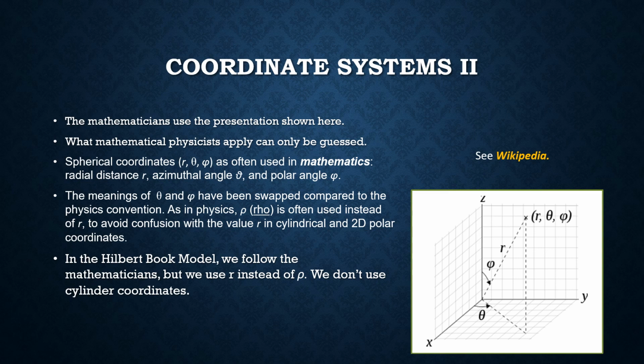Spherical coordinates r, theta, phi, as often used in mathematics: radial distance r, azimuthal angle theta, and polar angle phi. The meanings of theta and phi have been swapped compared to the physics convention. As in physics, ρ is often used instead of r, to avoid confusion with the value r in cylindrical and 2D polar coordinates. In the Hilbert Book Model we follow the mathematicians, but we use r instead of ρ. We don't use cylinder coordinates.